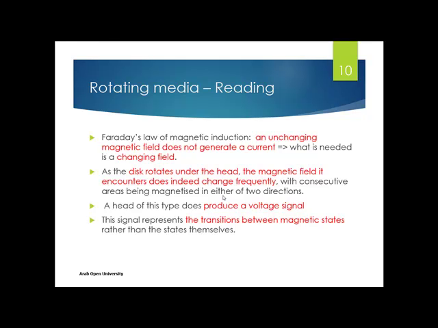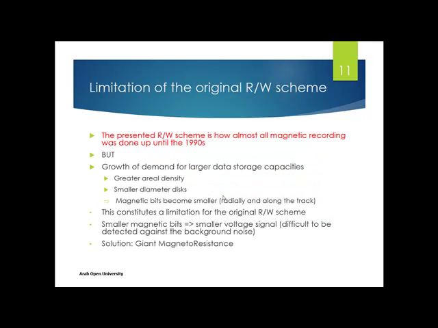So the signal indeed represents the transition between the different magnetic states rather than the state itself, given that an unchanging state will not produce an electrical signal. The changing states, the varying magnetic field, in our case, will produce the electric signal. So this read-write scheme was used up until the 90s.